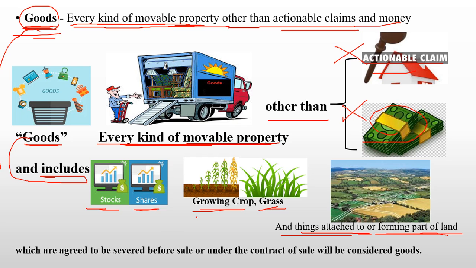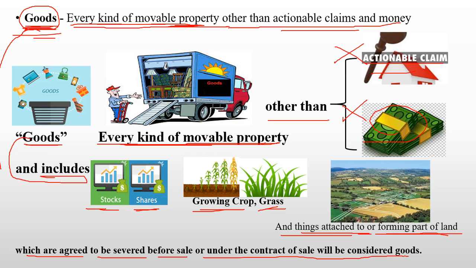Once the crops are grown, you are going to cut them, take them, and sell them to the other person. So they move from one place to another, from one hand to another hand. That is why growing crops, shares, stocks, grass, and things attached to or forming part of land are considered as goods. And every kind of movable property which is agreed to be severed before sale or under the contract of sale will be considered as goods.